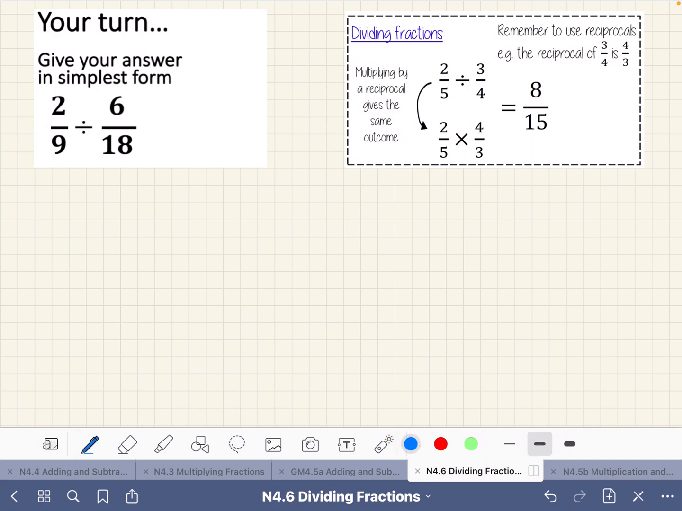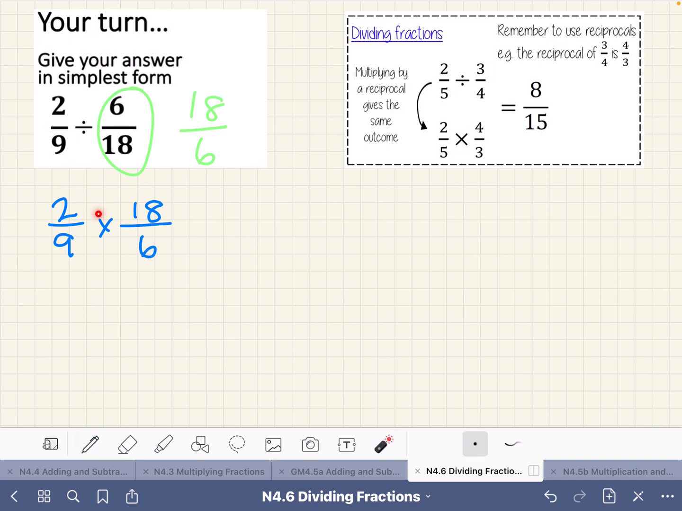Okay, so step 1 is to look for the reciprocal. So this becomes 18 over 6. We can then multiply by the reciprocal. And at this point we are looking top to bottom and diagonally for common factors.